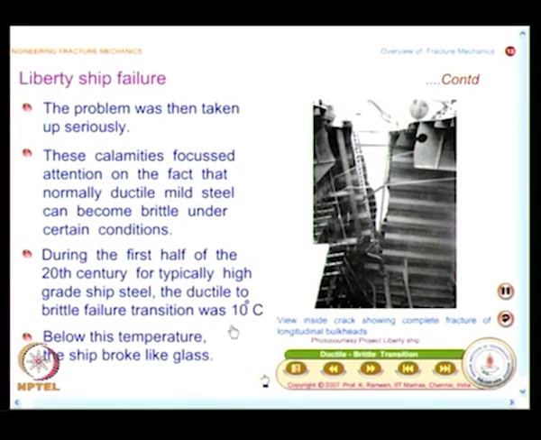And as I have mentioned earlier, below the NDT the ship broke like glass. That means without warning, suddenly the ship breaks into two. It is very dangerous. There is not even time for you to escape, and in fact such failures have happened, and they have been recorded and analyzed.